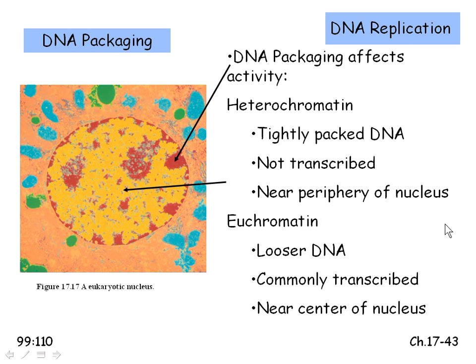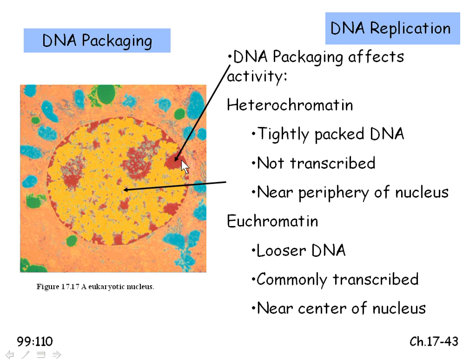So we're going to shift gears a little bit now and talk a little bit more about how the DNA is actually packaged into the nucleus. Now this picture here is a picture of a eukaryotic nucleus with different types of DNA stained in different colors. In red, I'm sorry, this arrow should be pointing to heterochromatin. But in red, you can see it's mostly at the periphery of the nucleus. This is heterochromatin. And this is DNA that's tightly packed.